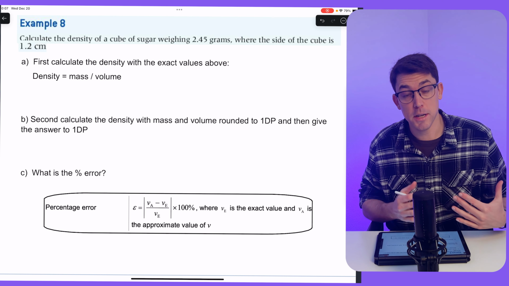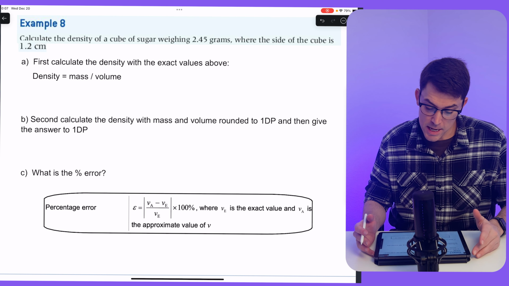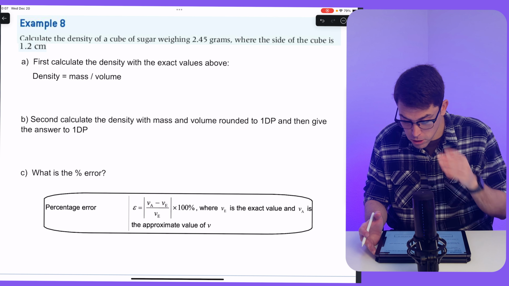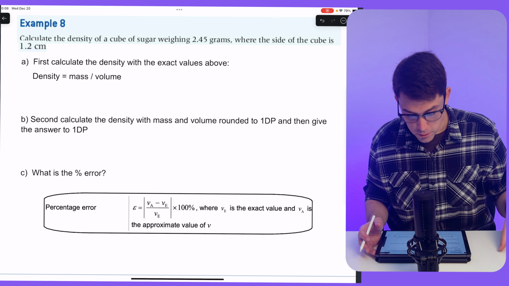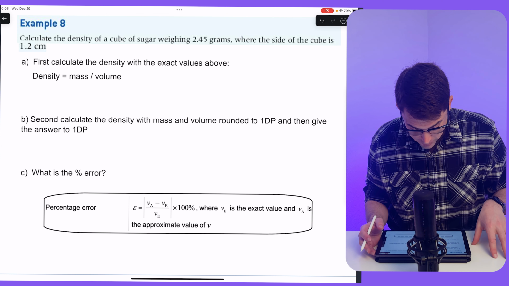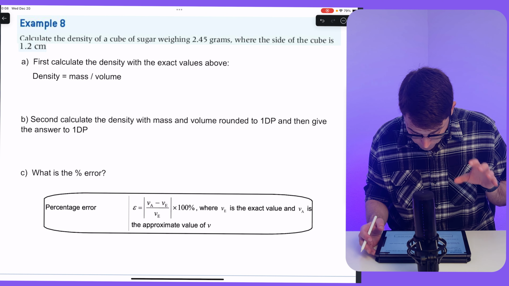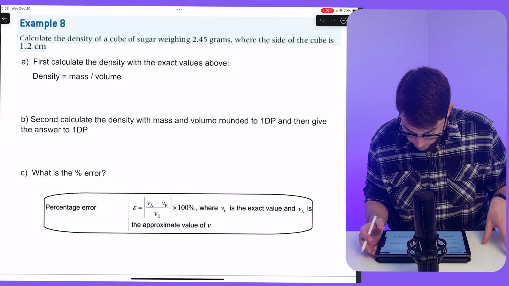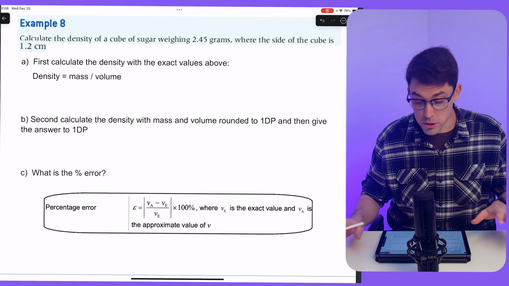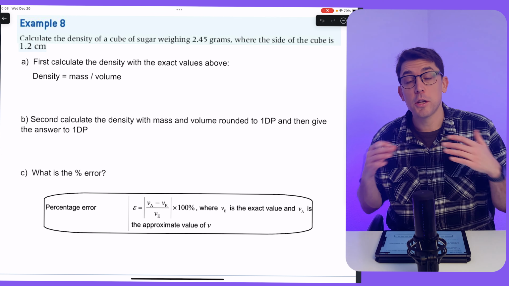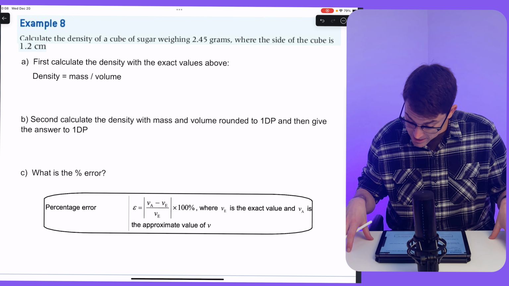So let's take a look at a different type of problem where we want to calculate the density of a cube of sugar, and it weighs 2.45 grams. The side of the cube is 1.2 centimeters. So let's calculate the density. And then we want to calculate the density with mass over volume rounded to 1 decimal place, and then find the percentage error in those 2 different types of measurements. So let's go ahead and figure out what the density is here.